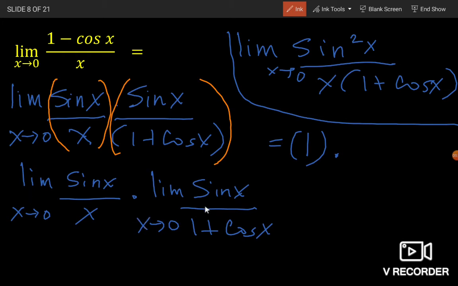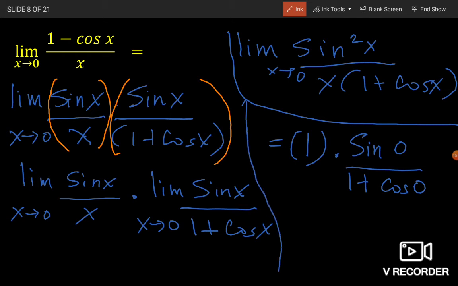Now substituting x equal to 0, we will have sine of 0 all over 1 plus cosine of 0. Sine of 0 is basically equal to 0. Cosine of 0 is equal to 1, so 1 plus 1 is equal to 2. So it's 0 over 2, which is basically equal to 0. Therefore, the limit of 1 minus cosine x over x as x approaches 0 is equal to 0.